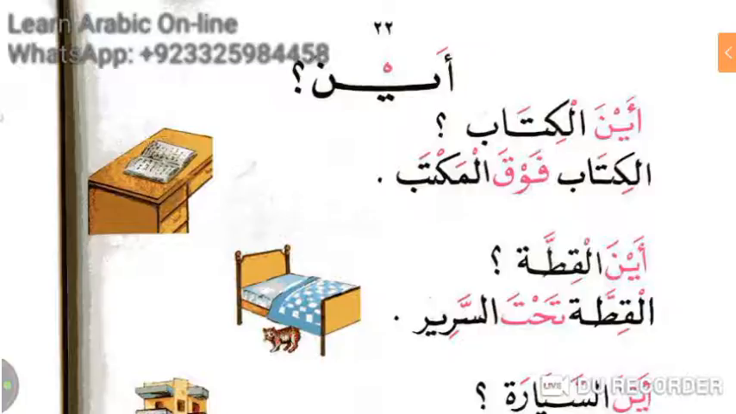The tanween, the un, at the end is dropped because it has alif lam at the start, so you cannot use it here. You will say aynal kitabu. Okay. Aina al-kitabu, where is the book? Good.